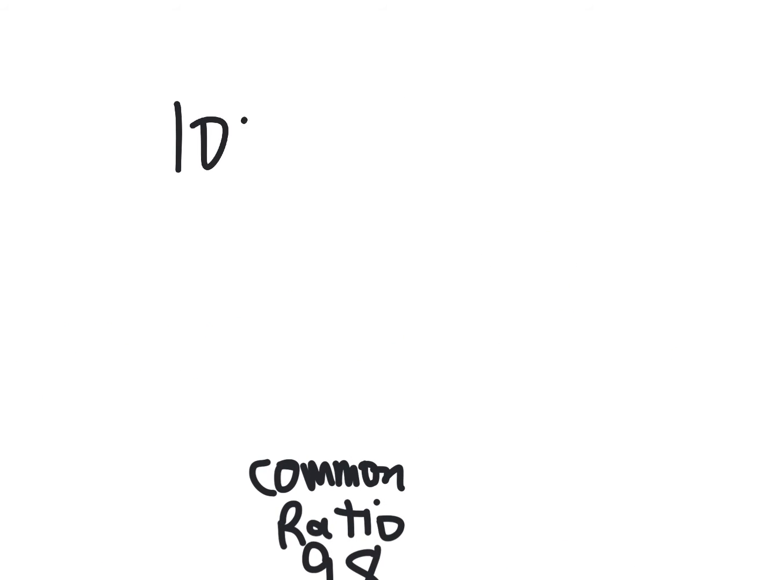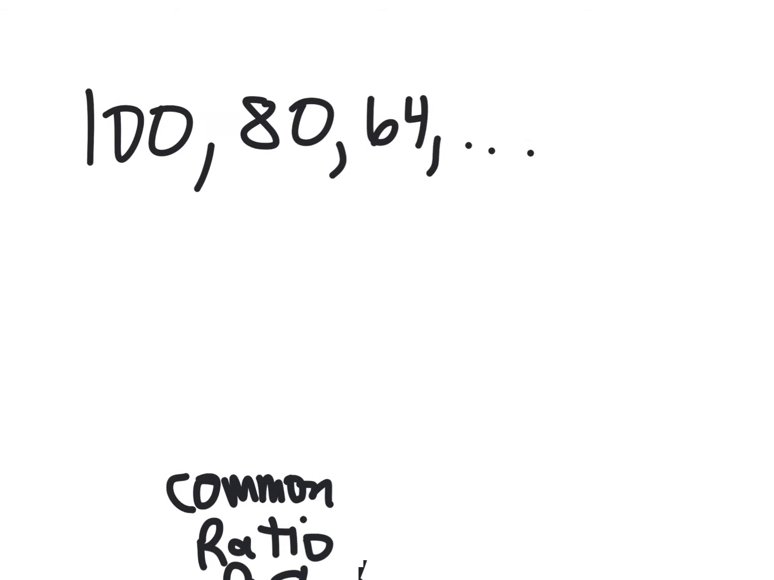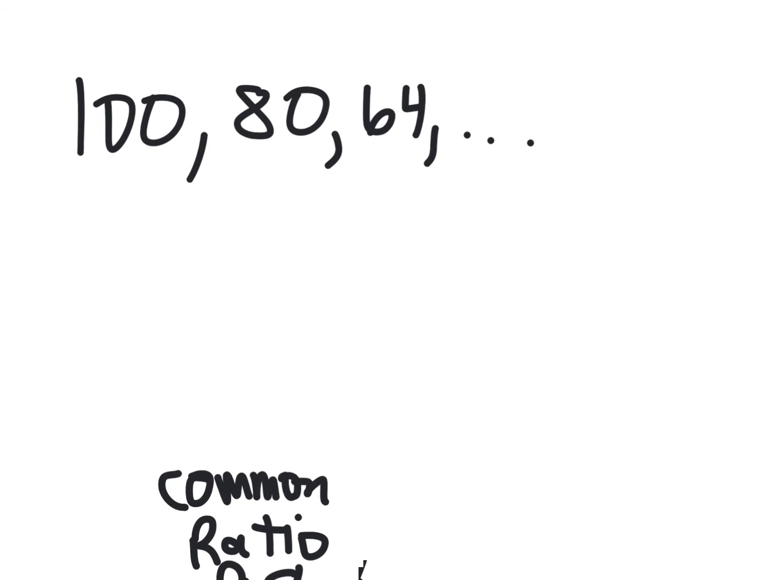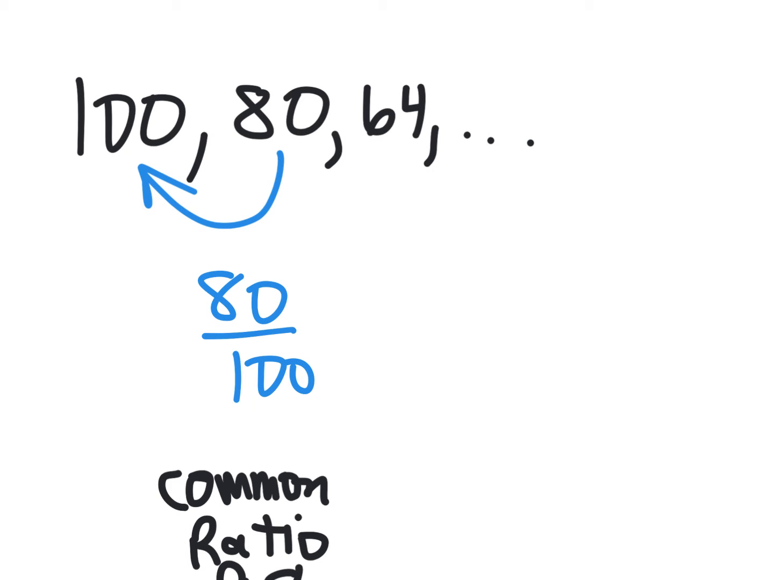So if I had something that started with 100, and then it went down 20% each time. The first time it would go down to 80, and then it would go down 20% of that, which would be 16, and so it would be 64. And then, anyway, that has a common ratio of when you divide this by this, 80 divided by 100, it's 0.8. So 0.8 would be its common ratio.